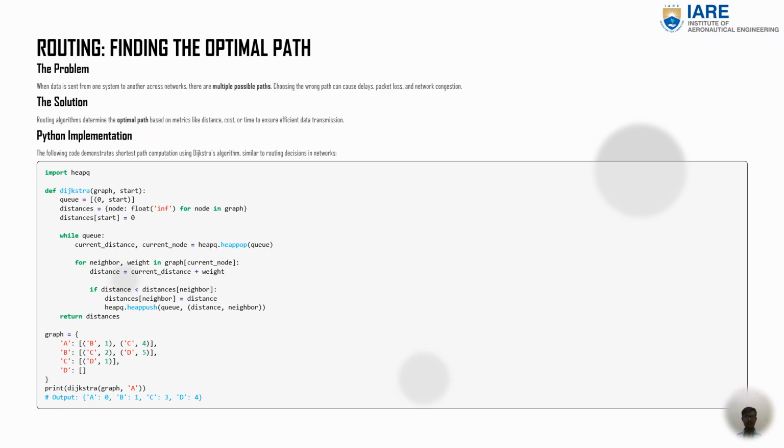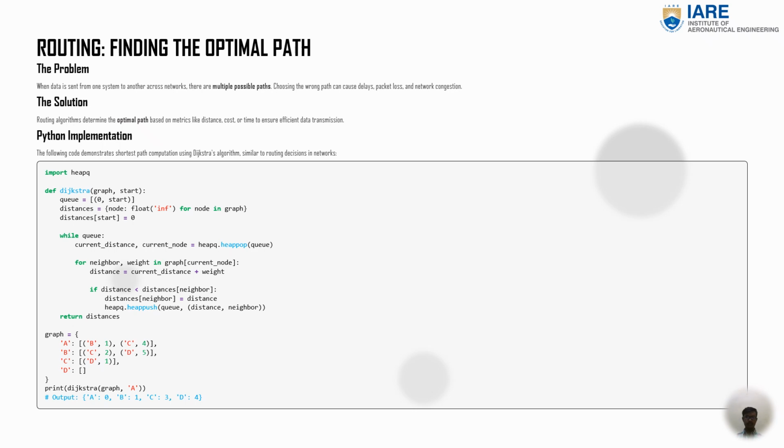In the first iteration, visit B, distance is equal to 1. Visit C, distance will be equal to 4. Distances are A is equal to 0, B is equal to 1, C is equal to 4, D is equal to infinite. The Q becomes 1, B, 4, C.